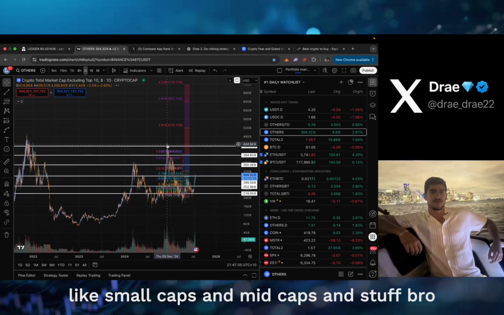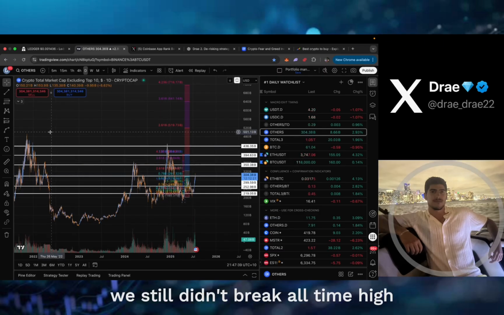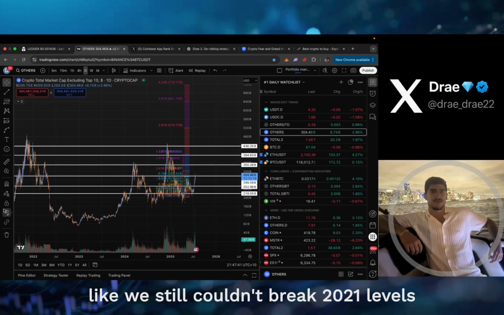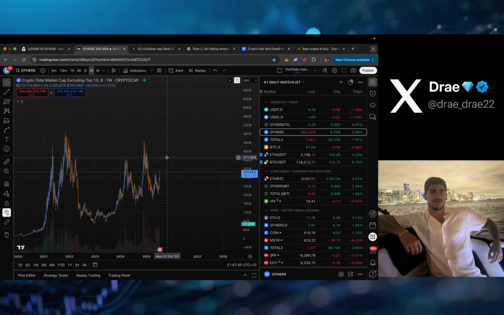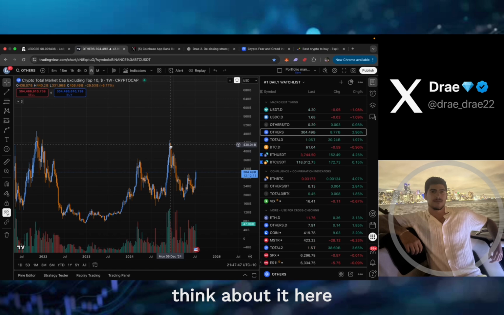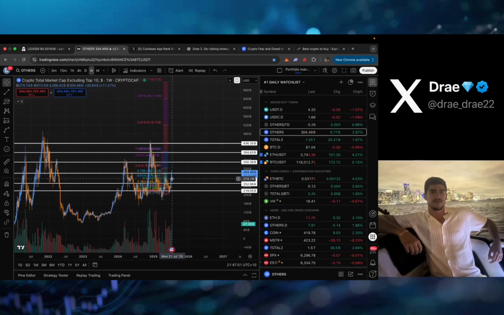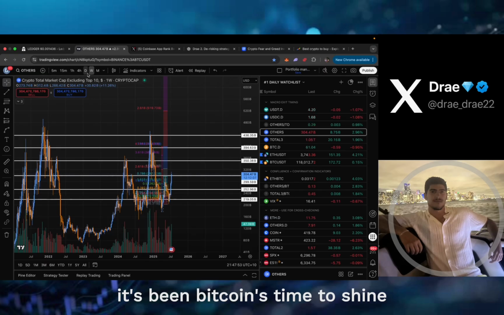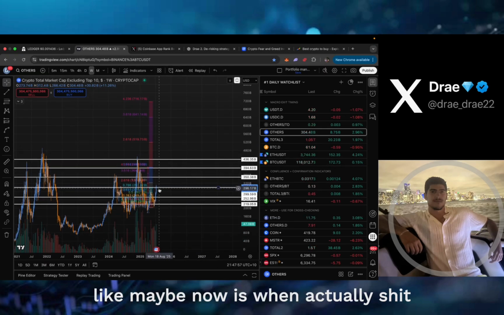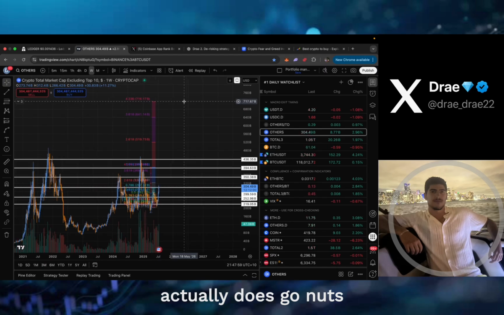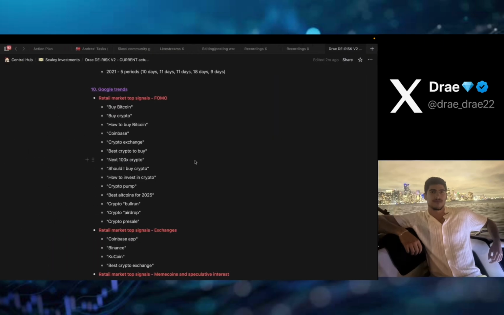Even in December, we still didn't break all-time high. We still couldn't break 2021 levels, which is really insane when you think about it. Here, we were still lower than 2021 in terms of alts. So just showing you, man, it's been Bitcoin's time to shine. But especially with Bitcoin dominance really showing, maybe now is when shit actually does go nuts.